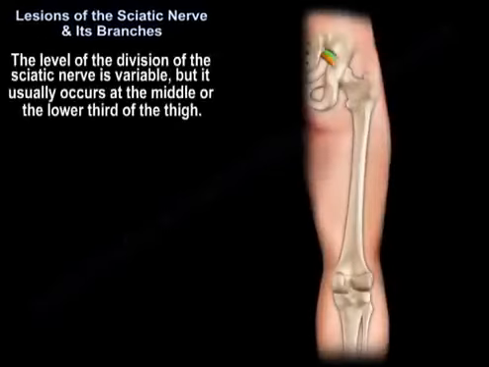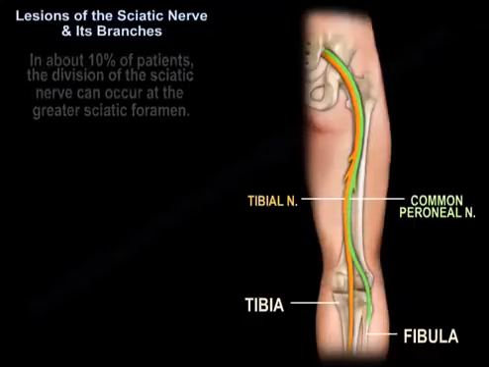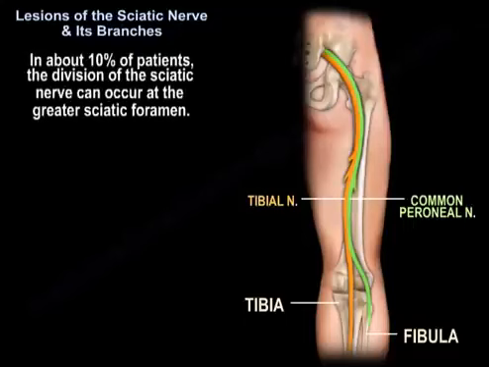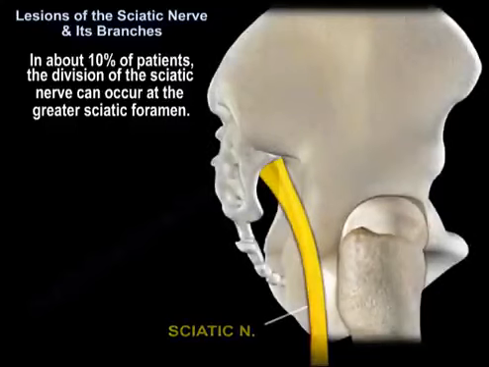The level of the division of the nerve is variable, but it usually occurs at the middle or the lower third of the thigh. In about 10% of the patients, the division of the sciatic nerve can occur at the greater sciatic foramen.